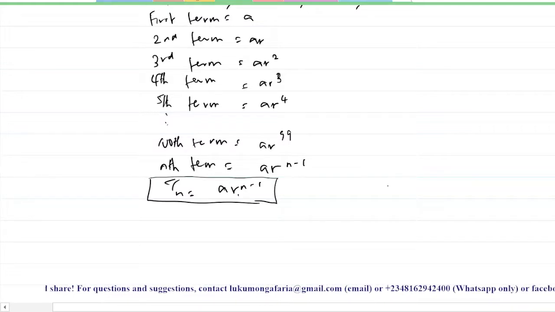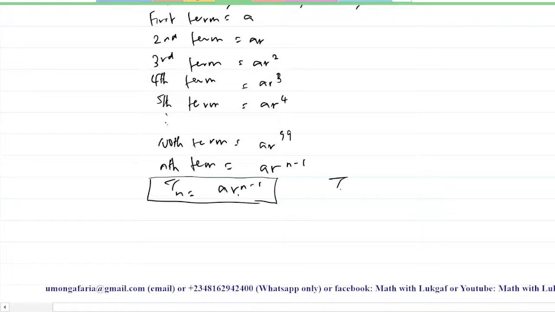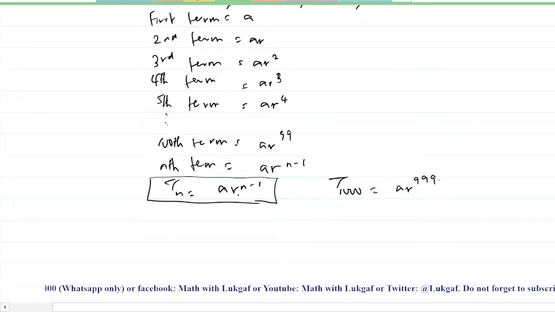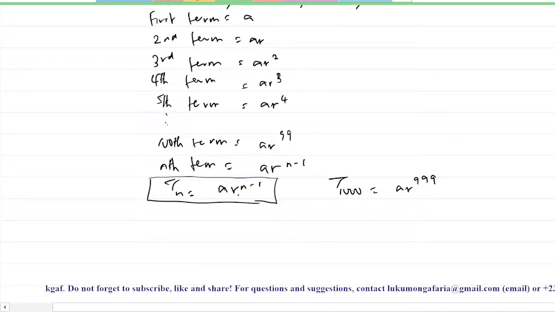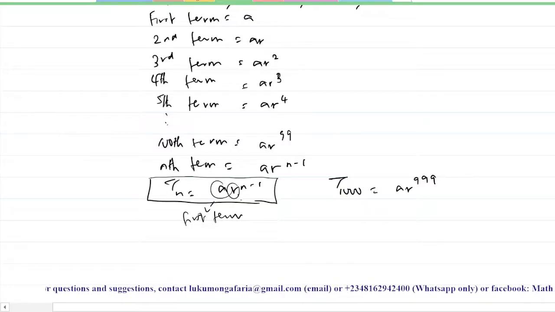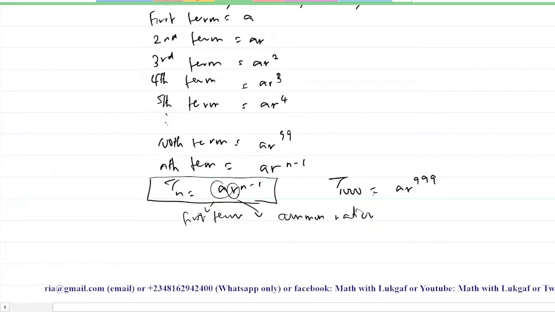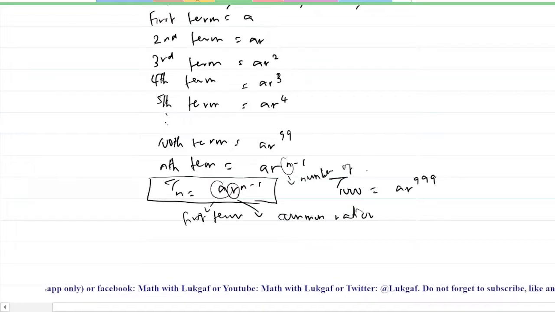So for example, if you want to find the 1000th term here, you don't need to stress yourself. Your 1000th term, this is T1000, is going to be AR raised to power 999. You understand now? And as I've said the other time, your nth term is the same thing as the last term. Where your A here is the first term in the sequence, your R is the common ratio, and your N is the number of terms.